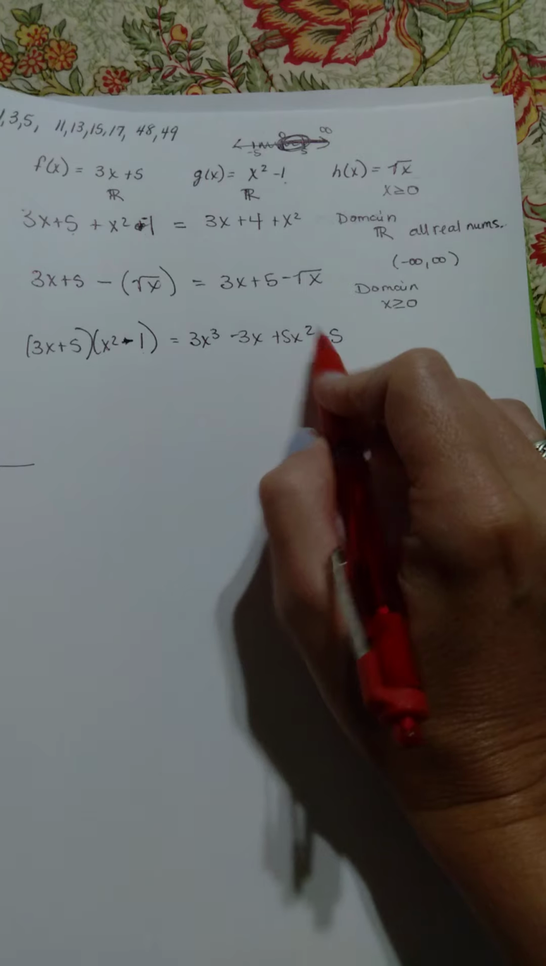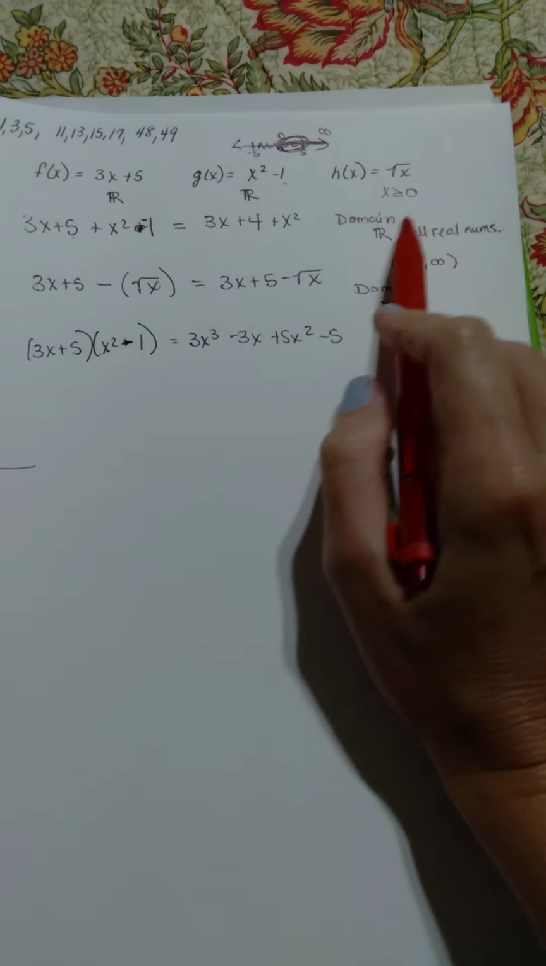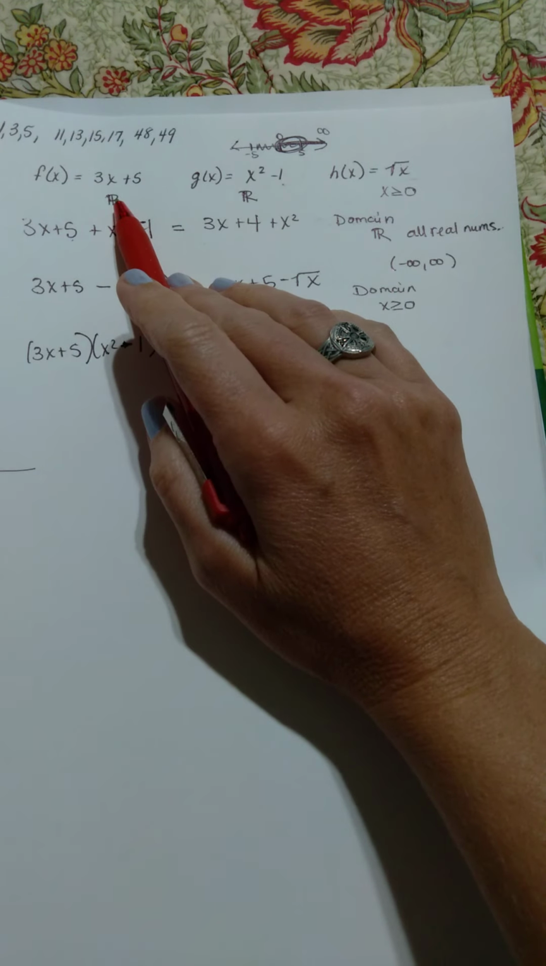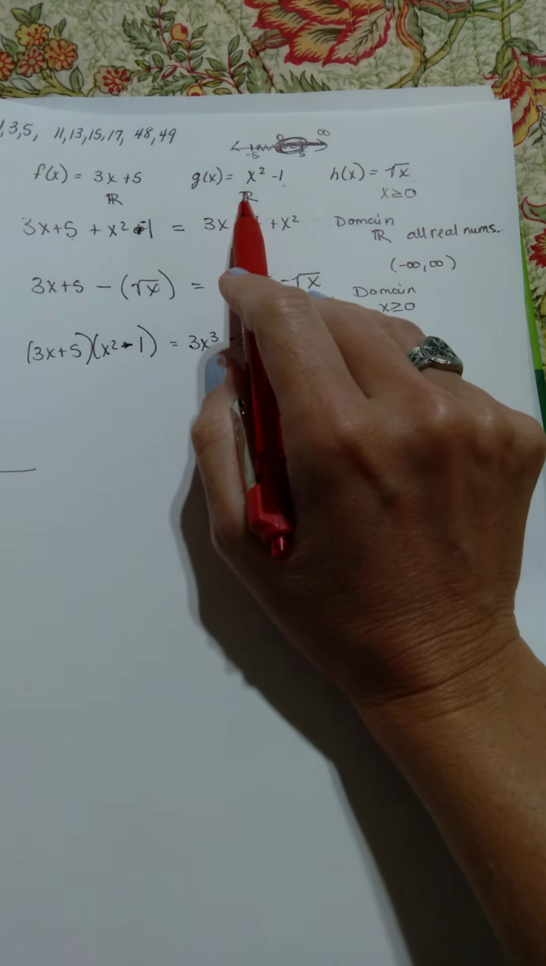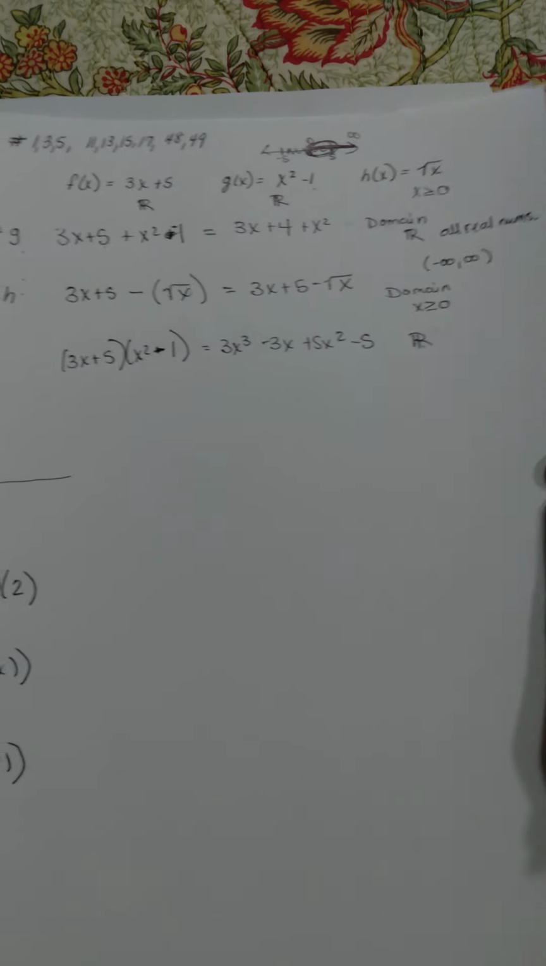What is its domain? Well, the overlap between F and G, which we already set up here, was all real numbers, because all real numbers is the domain for F, all real numbers is the domain for G, so the overlap is all real numbers.